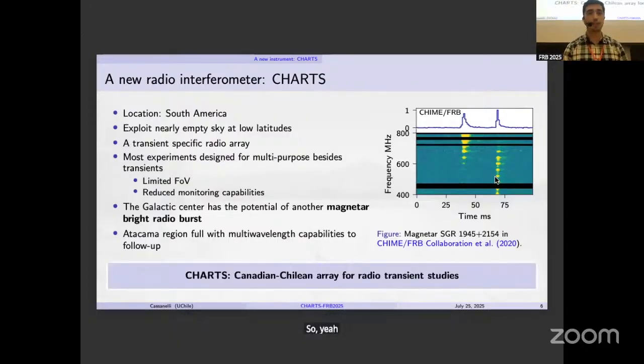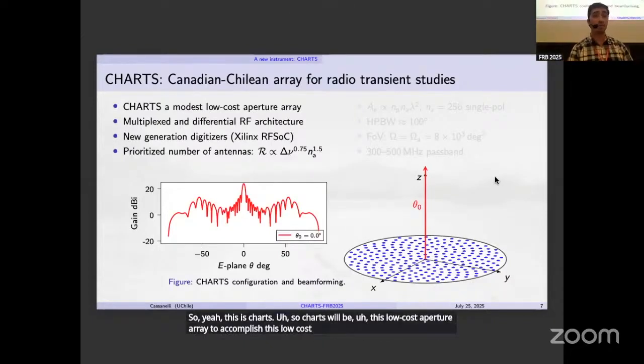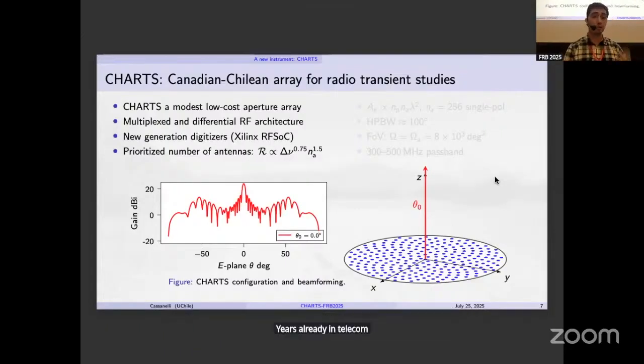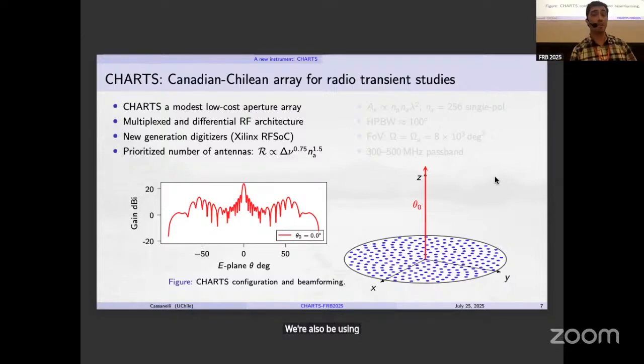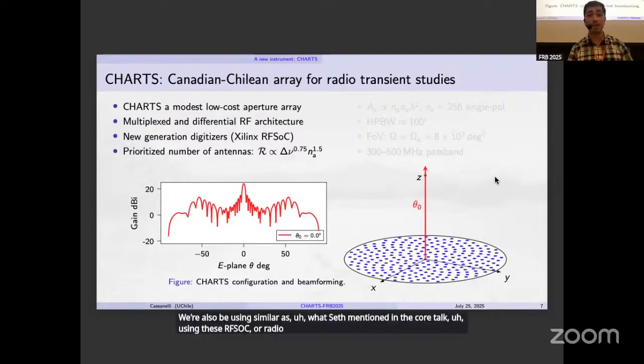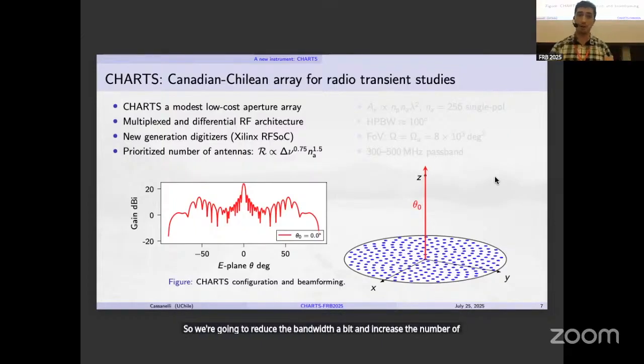So yeah, this is CHARTS. CHARTS will be this low-cost aperture array. To accomplish this low cost, we're going to be employing something that has been used for several years already in telecommunications, which is called multiplexing. As well, we're going to be using a differential RF architecture. We're also going to be using, similar to what Seth mentioned in the core talk, the RFSoC, or radio frequency system on chip, but the cheaper version for our array. And of course, we're going to prioritize the number of antennas rather than the bandwidth itself. So we're going to reduce the bandwidth a bit and increase the number of antennas for our sensitivity.